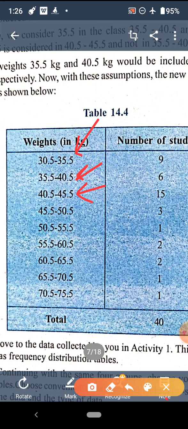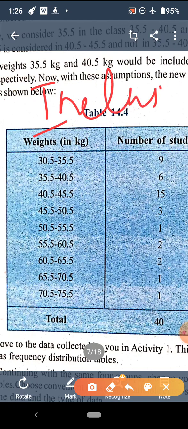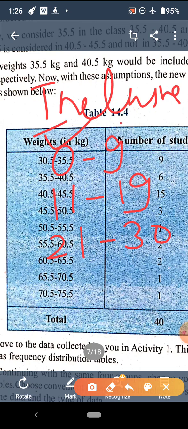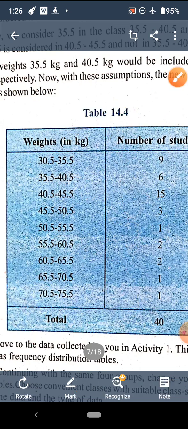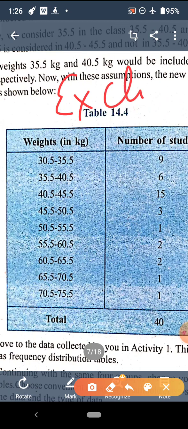I have discussed with you two kinds of series, beta. Inclusive series. Inclusive means 0 to 9, 11 to 19, 21 to 30. So in inclusive, 0 is included, 9 is included, 11 is included, 19 is included. It means both the upper and the lower limit are included. But in the case of the exclusive series, the upper limit is not included in the class.